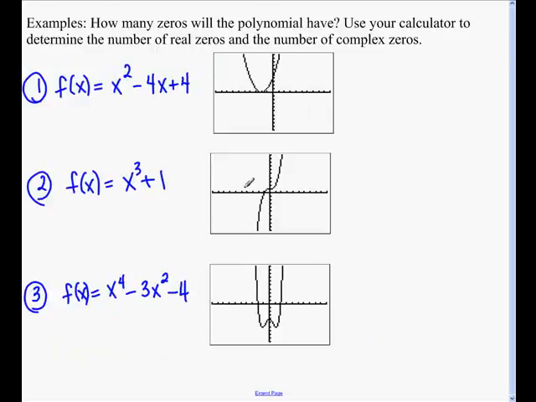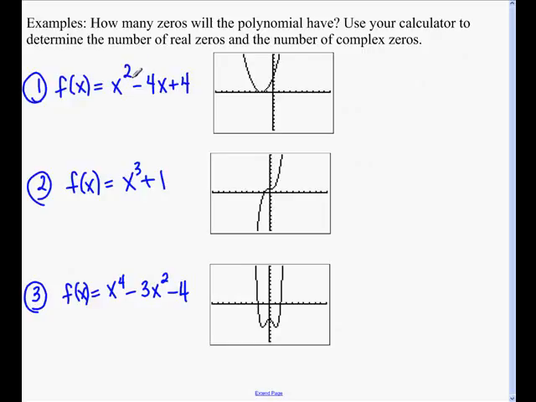So let's look at how many zeros a polynomial function will have. And I've already imported in here the graph from the calculator that you would get. So I just want you thinking about using the graph to know how many real zeros there are, and then would that imply there are some complex zeros as well?